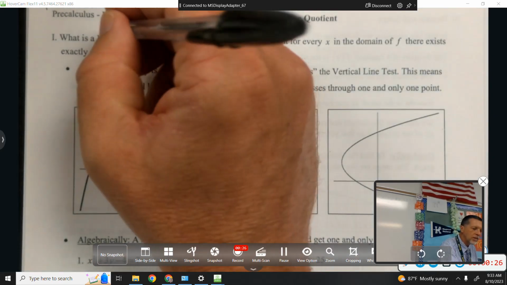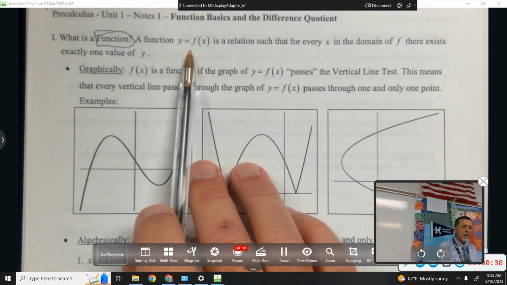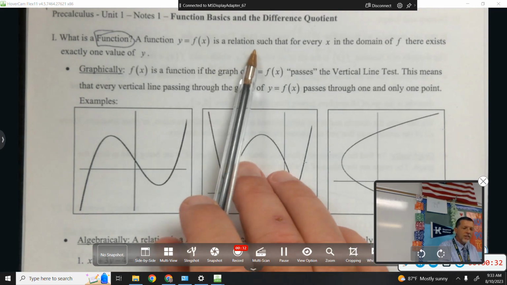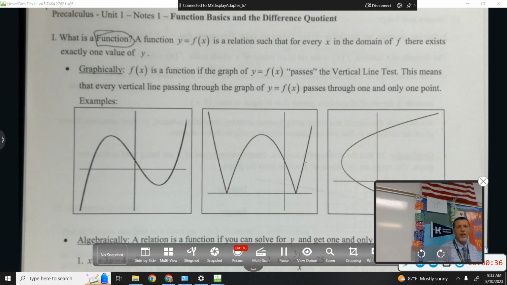All right, Roman numeral 1. What is a function? A function is something y equals f of x, a relation such that for every x in the domain, there exists exactly one value of y. There's a lot of ways to phrase that. Each input has only one output. If you know what you're putting in, you have to know what you're getting out. You can't put in one thing and get out two things.